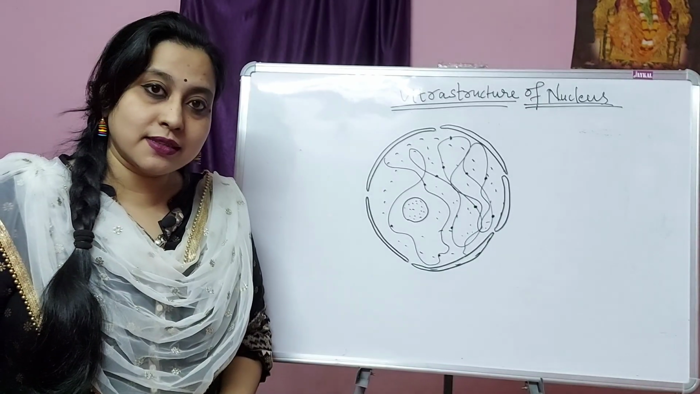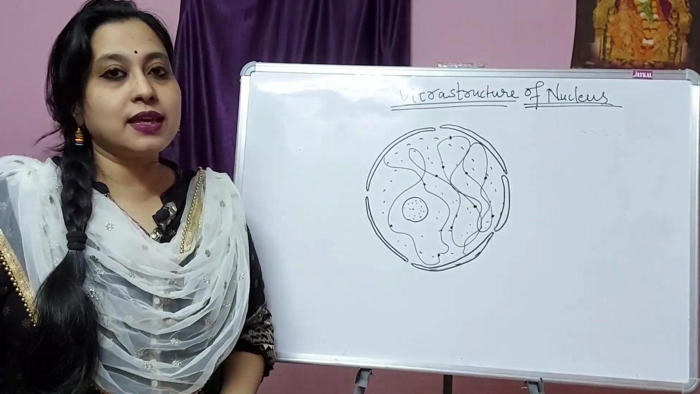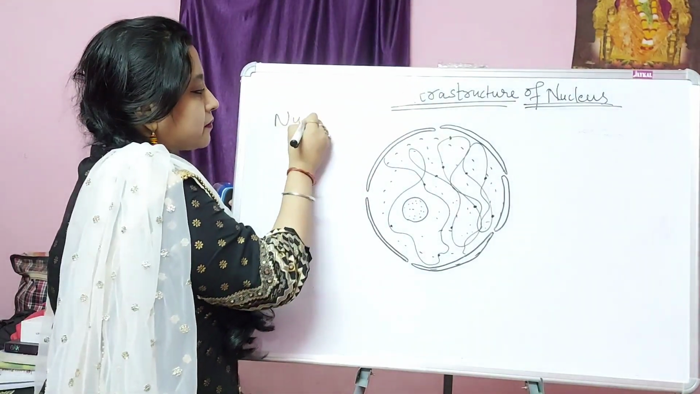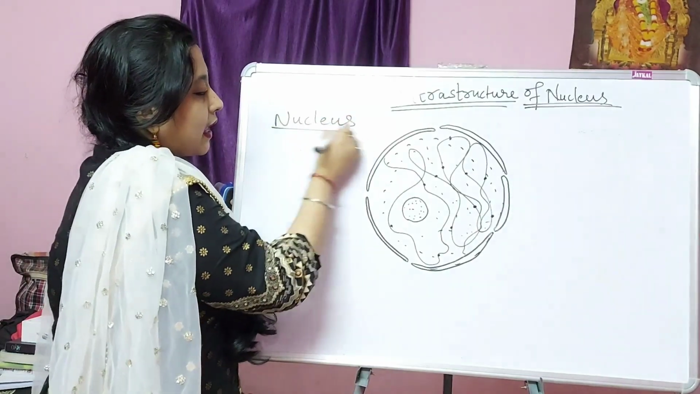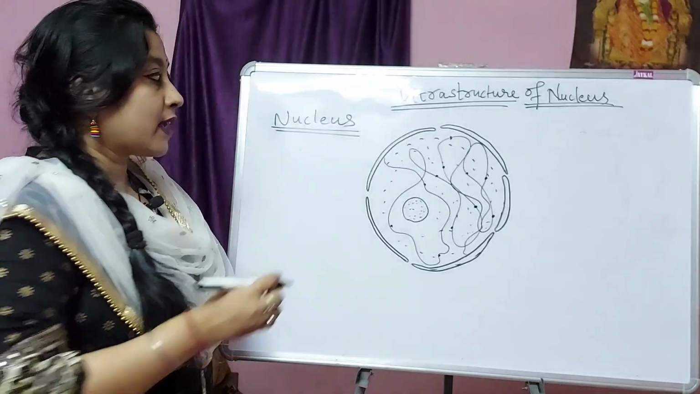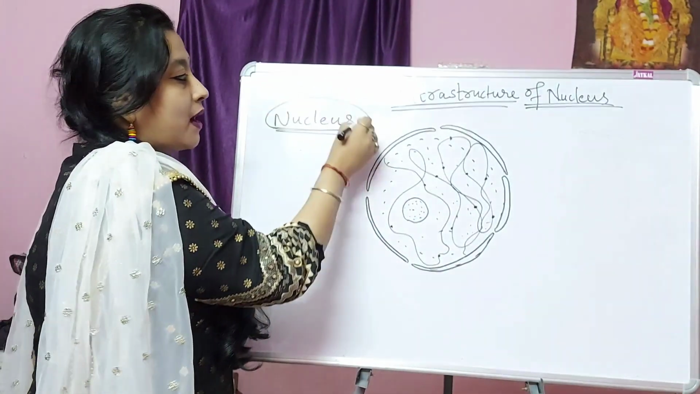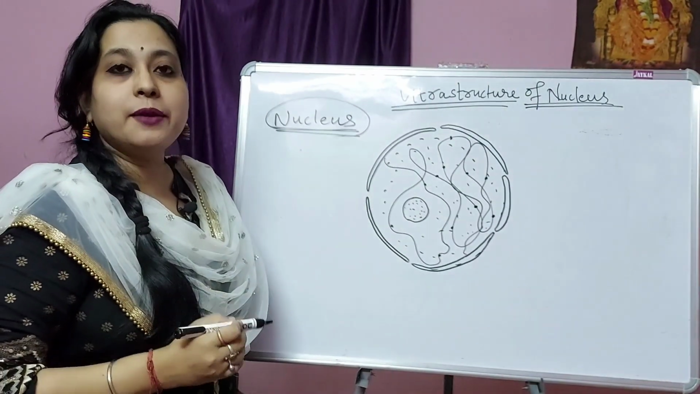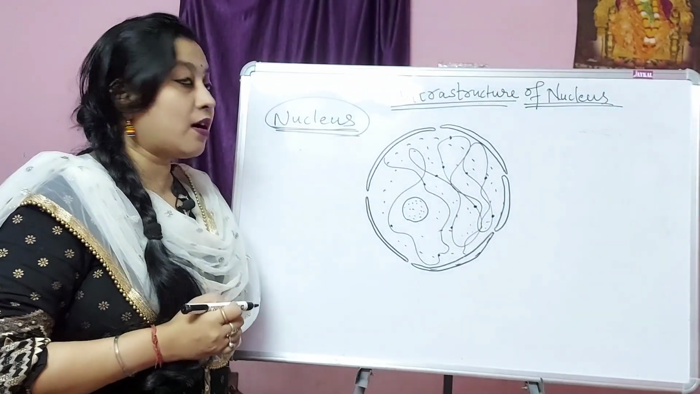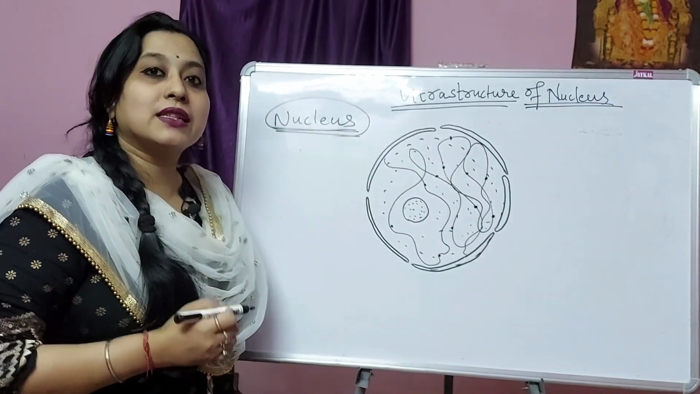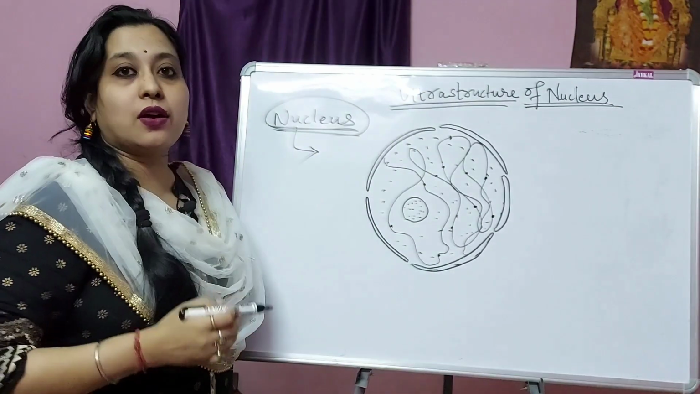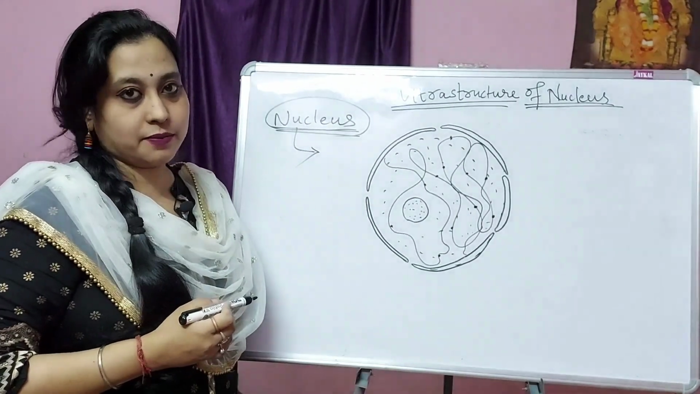What is the nucleus? The nucleus is the largest cell organelle. And this nucleus is the main part of the cell. Why is it called the main part of the cell? Because it controls all the activities of the cell. It regulates all the cellular activities of the cell.